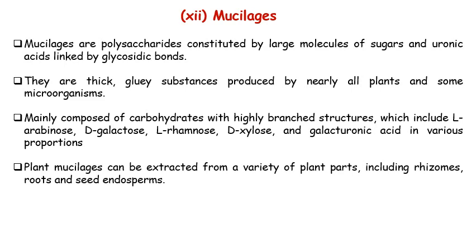Mainly, these mucilages are composed of highly branched carbohydrates, which include L-arabinose, D-galactose, L-rhamnose, D-xylose, and galacturonic acid in various proportions. These sugar molecules are present in different proportions, which determines the properties of the mucilages. Plant mucilages can be extracted from a variety of plant parts, including rhizomes, roots, and seed endosperms.